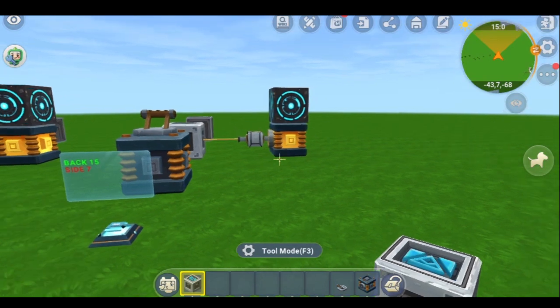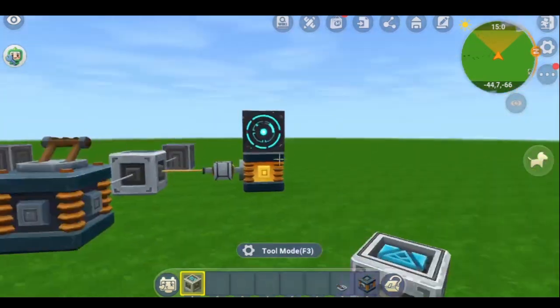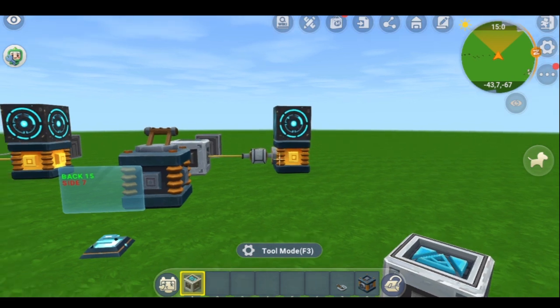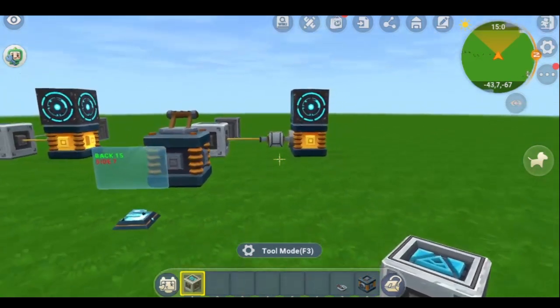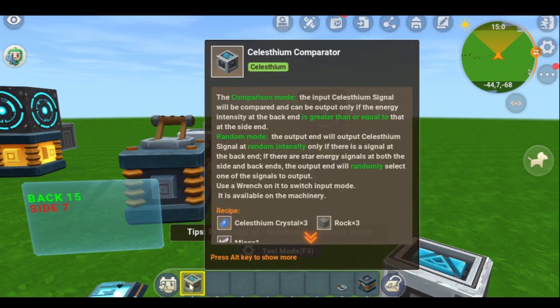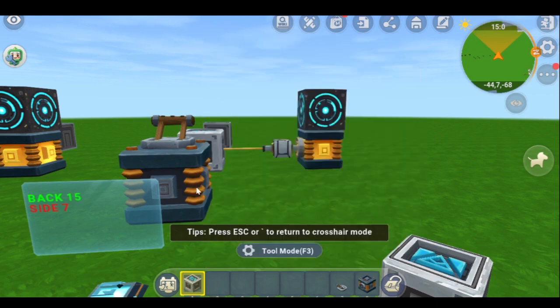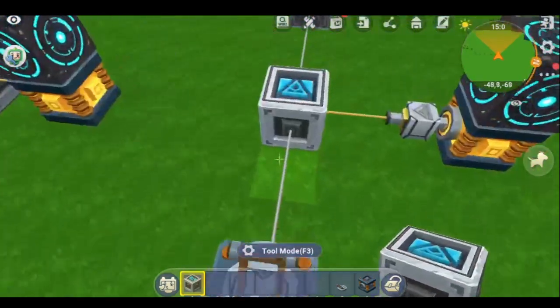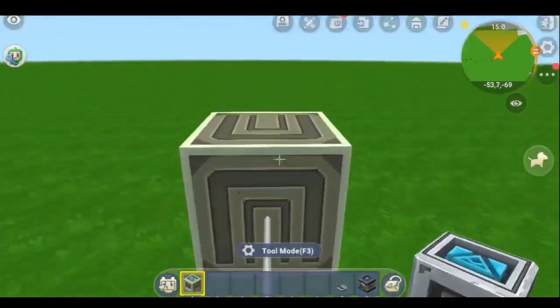So today we're going to start with the logic blocks. That means that you can do advanced algorithms with this specific kind of blocks. The first one that we are going to see is the comparator. The comparator is a block that can help you have two different energy sources, and you can choose if this is going to be activated.